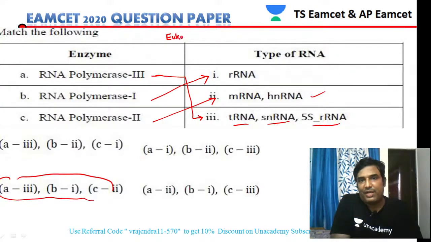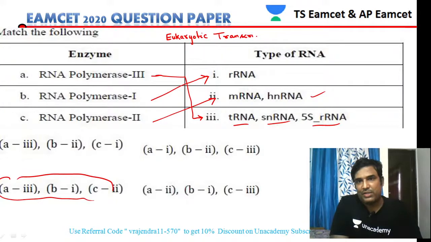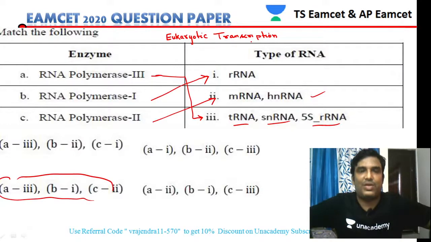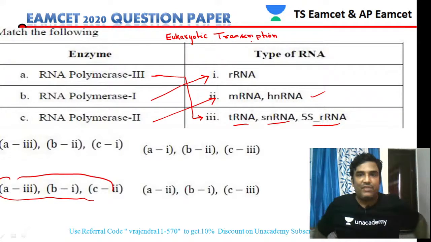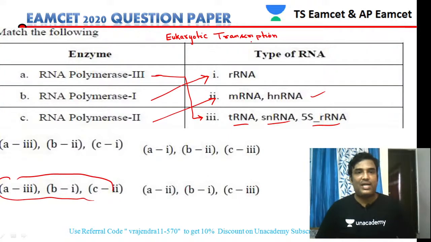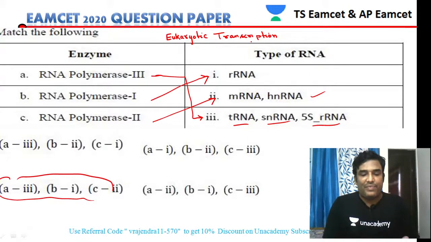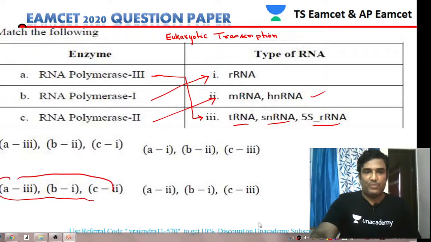The 3 types of RNA polymerase are involved in eukaryotic transcription. What are the 3 different types? RNA polymerase 1, RNA polymerase 2, RNA polymerase 3. RNA polymerase 1 is involved in synthesis of ribosomal RNA. RNA polymerase 2 is involved in synthesis of messenger RNA, heteronuclear RNA. RNA polymerase 3 is involved in the synthesis of tRNA, transfer RNA, snRNA and 5S ribosomal RNA. Based on that, option B will be our answer.